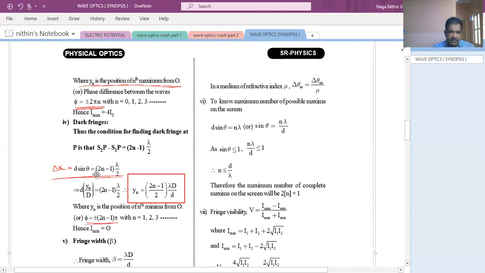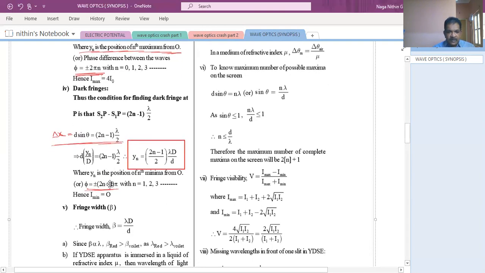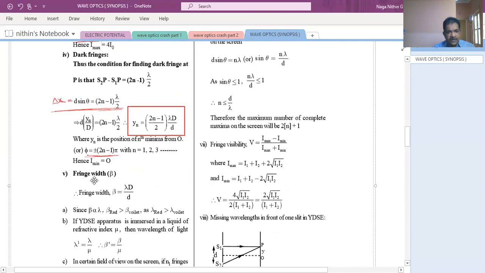Now, in this chapter, mainly we will discuss interference, diffraction, and polarization. Actually, polarization was deleted in the CET, but it is there in the NEET. Only a few formulas will be there on polarization. We'll discuss this. Next, fringe width.